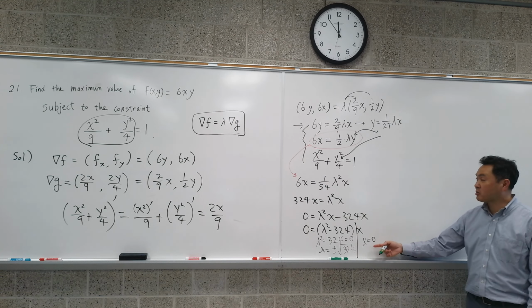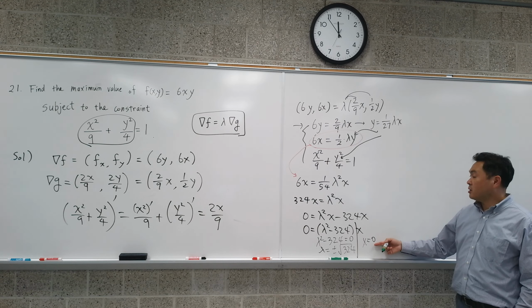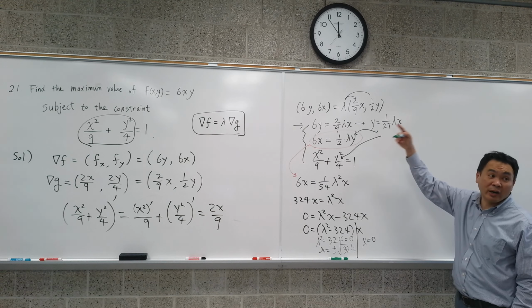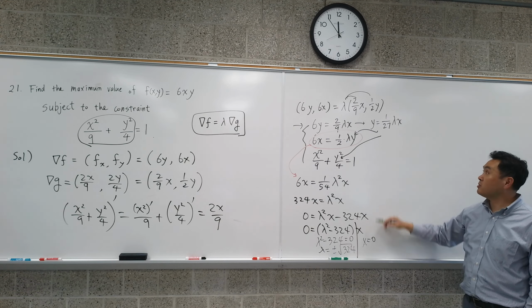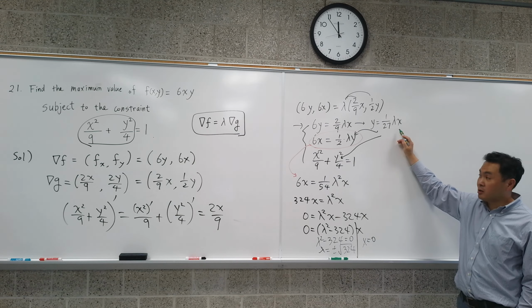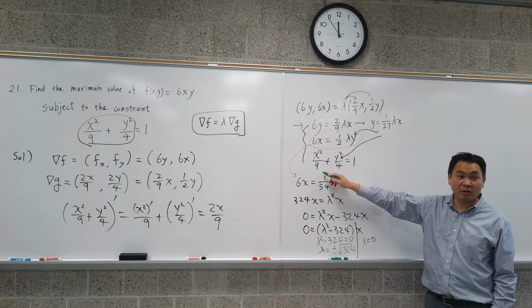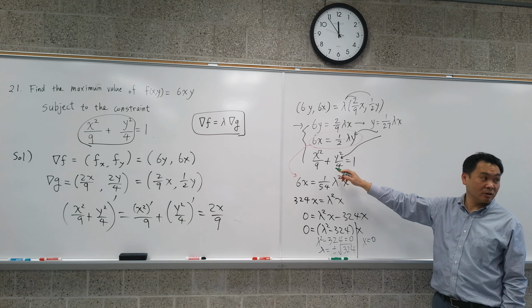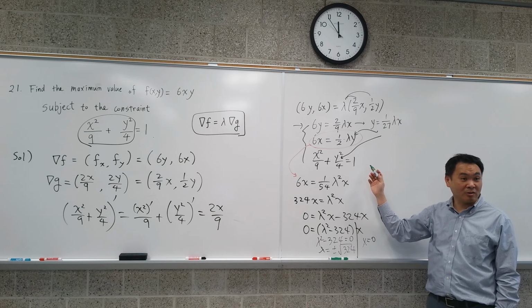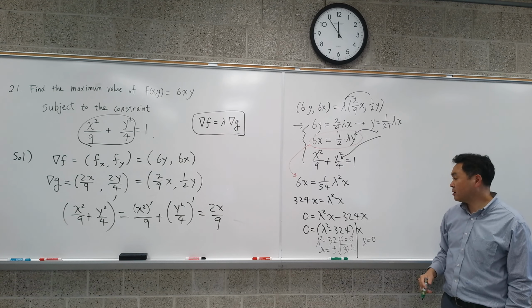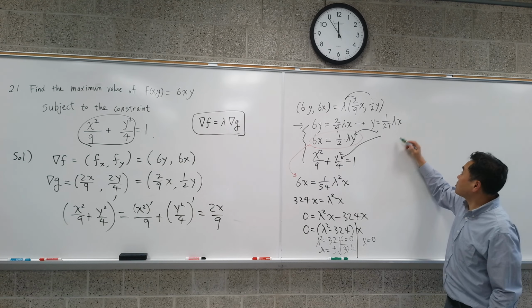Let's think about what happens when x is 0. If x is 0, what's y? If x is 0, y is also 0, right? Then what happens here? It's false. 0 squared plus 0 squared cannot be equal to 1. There's no way, right?